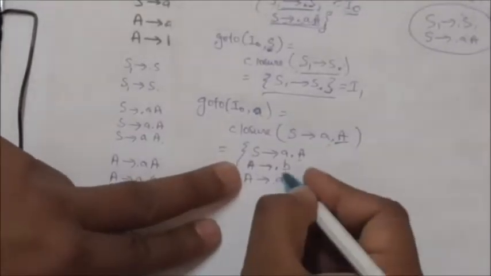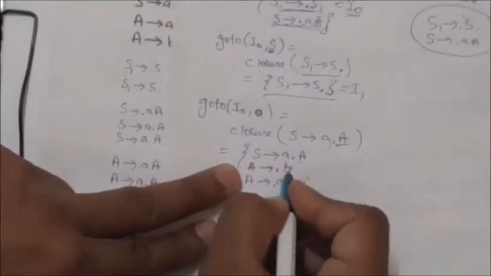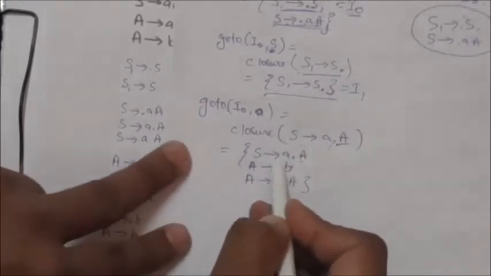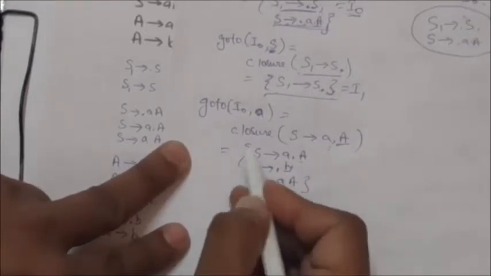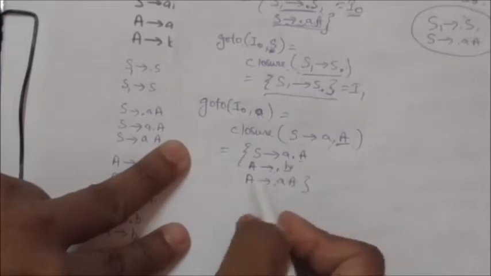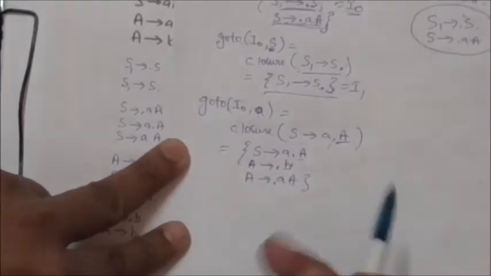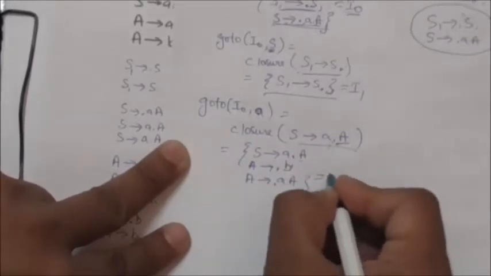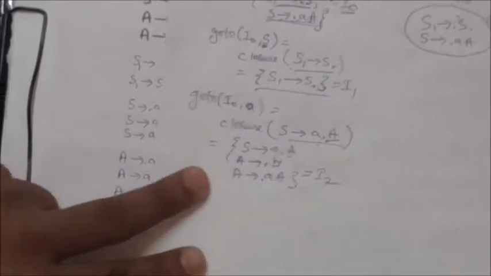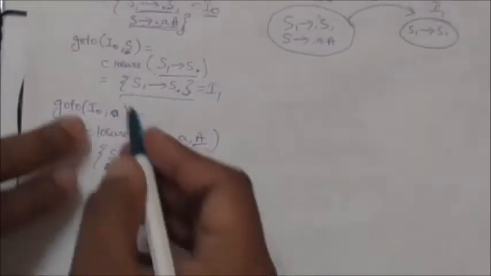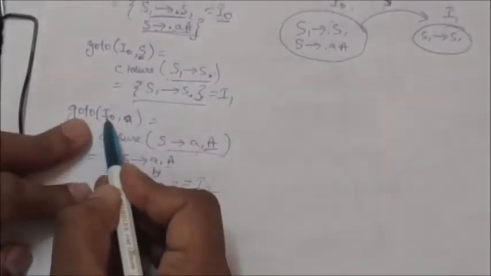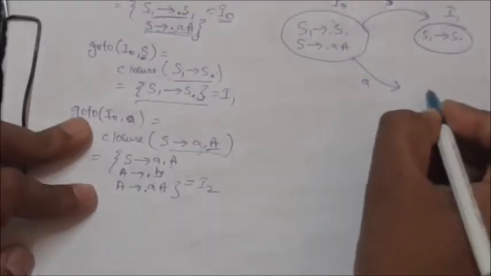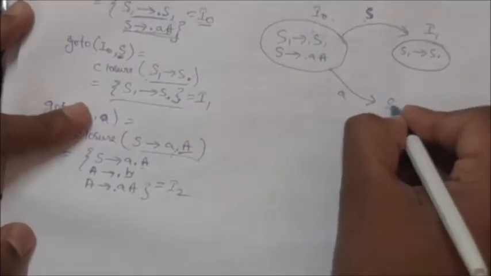Now we have added two new items, and in these two new items you can see that there is no non-terminal symbol immediately after the dots. So no more LR0 items can be added in the closure. This is the closure of this item. Let us call this set I2. So if the DFA is in state I0 and it reads the symbol A, then it will jump to state I2, and I2 will have these LR0 items.